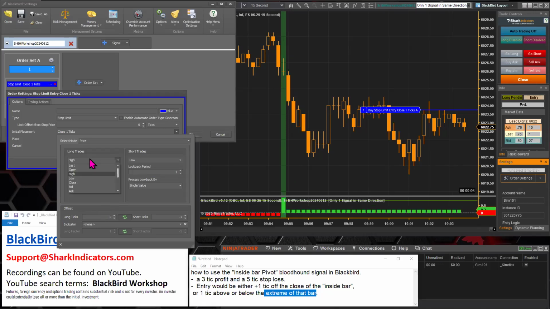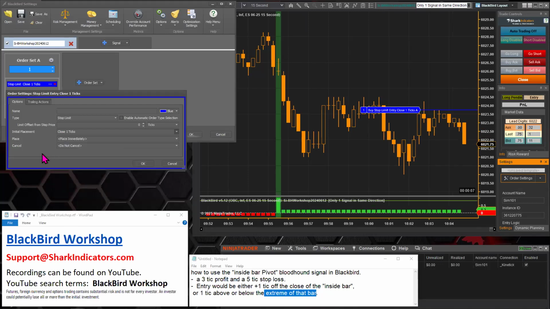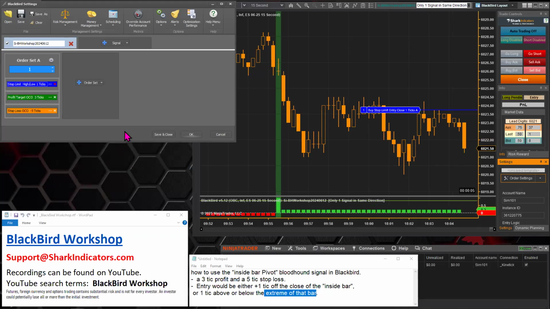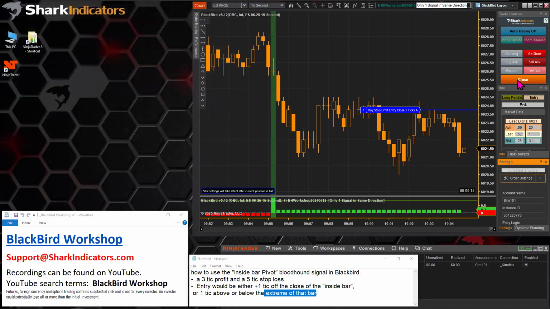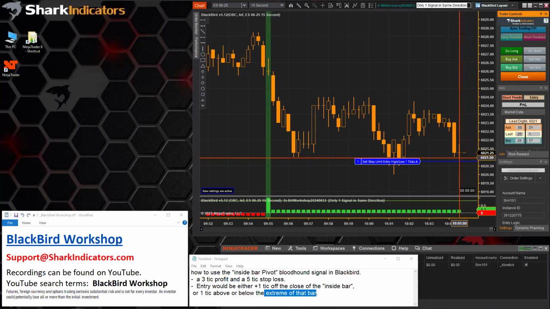So you can choose whatever bar price you want to add a tick to or subtract a tick from, and that's simple, that's straightforward. So let's do that, and I'll make that change like so, click OK, and let's close that. And so if I click go short, there we go. So it's one tick off of that bar's low.